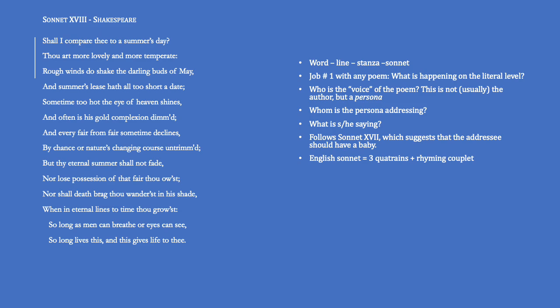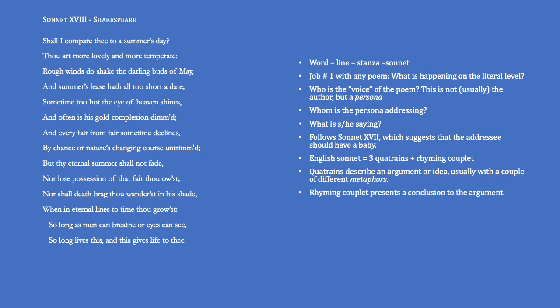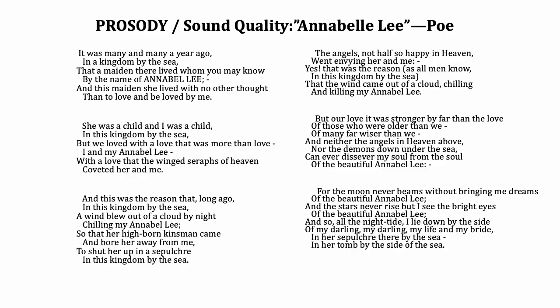Again, the English sonnet: 3 groups of 4, that's called a quatrain, and a rhyming couplet at the end. Usually, there is an element of comparison or argument or an idea in each of the distinct quatrains, usually with a couple of different metaphors, and the rhyming couplet presents a conclusion that cinches the whole thing together. Okay, that is a Shakespearean sonnet, and those, I believe, were published a little bit after the year 1600.